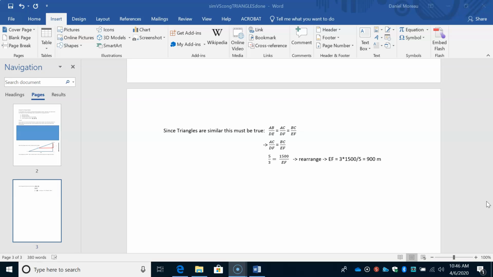Since the triangles are similar, this must be true. At this point, you simply substitute in the numbers that you have and rearrange for the distance that Bruce, EF, is from Park Row, which ends up being 900 meters.